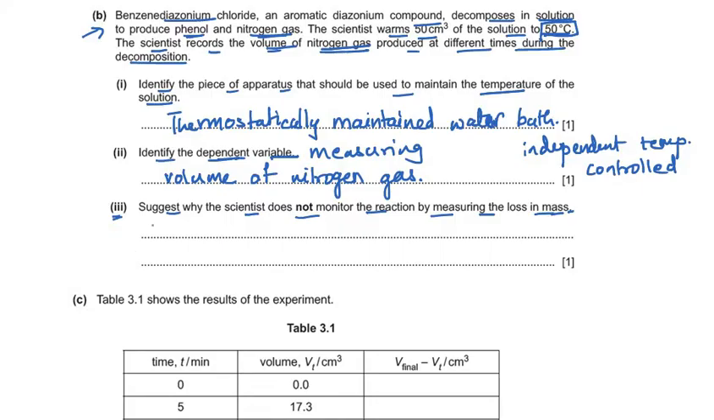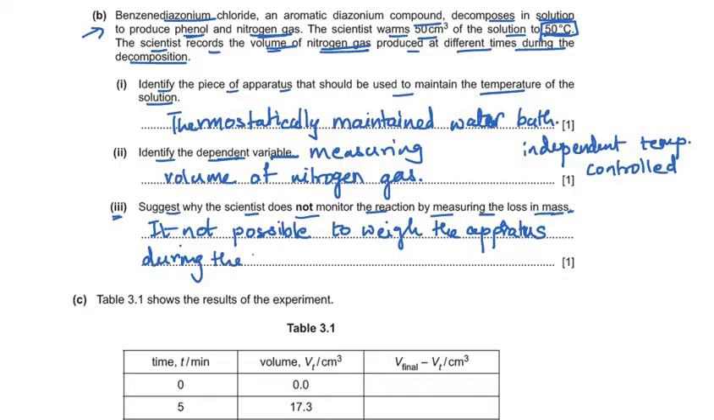So we can just write it is not possible to weigh the apparatus, or you can even write weigh the mixture. Weigh the apparatus during the experiment when it is in water bath.